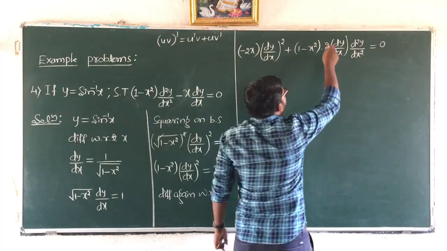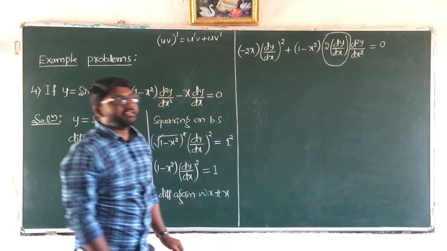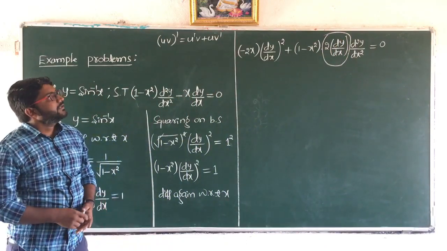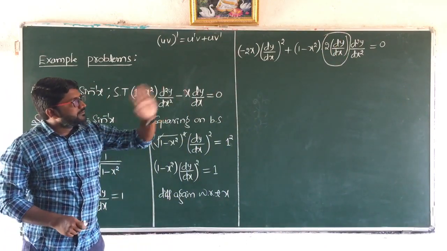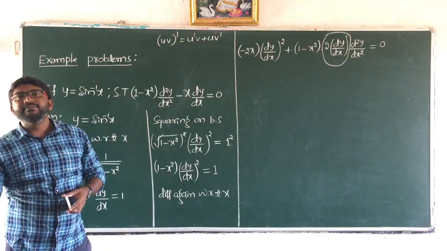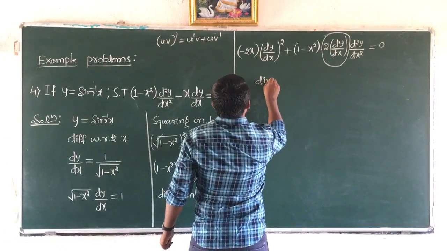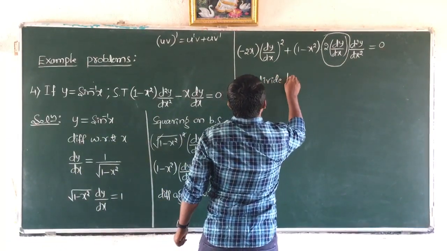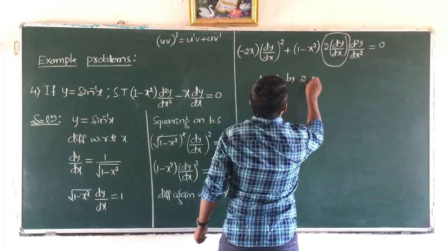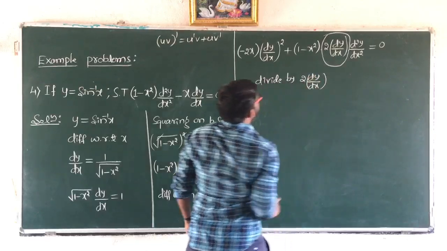So this clearly shows that this is an extra term here. 2 dy by dx is an extra term. That means both the sides, that means to the LHS as well as to the RHS, we have to divide by 2 times dy by dx. So see here, divide by 2 into dy by dx.